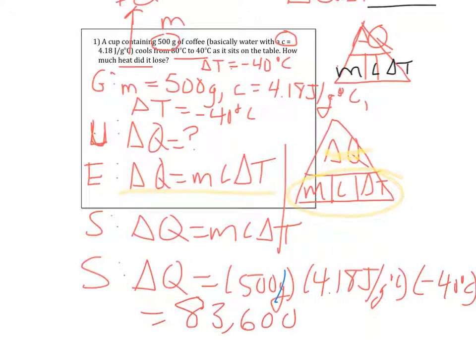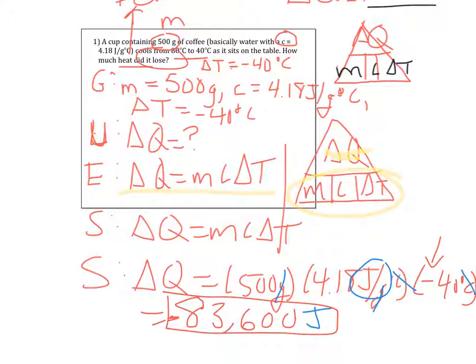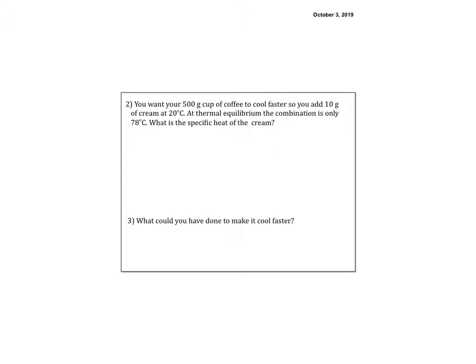So grams cancels with grams, degrees Celsius cancels degrees Celsius, so we're left with joules. So we end up with 83,600 joules. There's a negative in front because of this negative and because it lost, right? So it lost. The heat change is negative 83,600 joules. It's negative because it lost energy, right? It cooled down. So heat was given off.